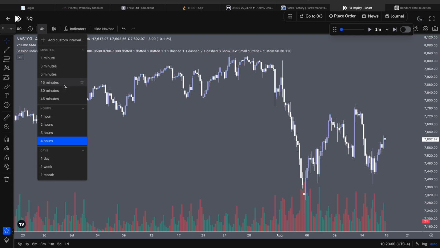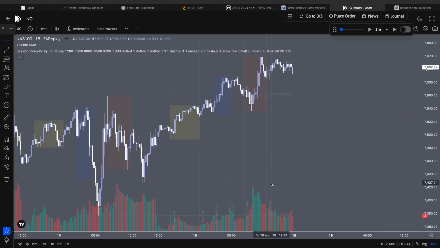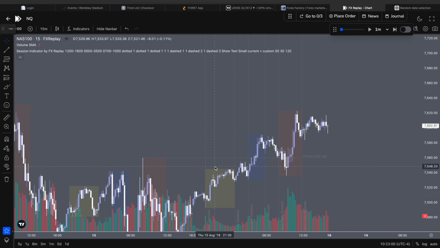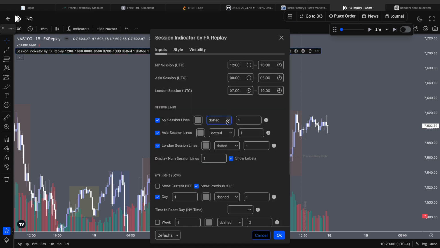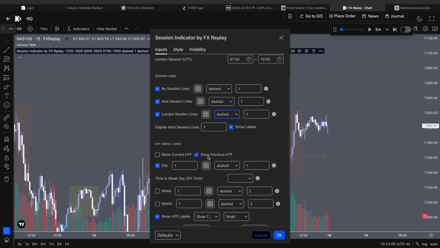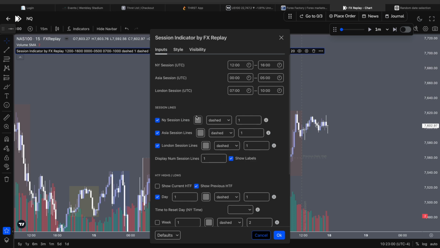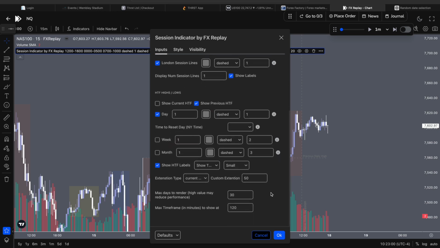Need to go to the 15-minute time frame. Okay, and this works as well. Let's see if I can get dotted, dashed. New York session. Are these all the same color? I don't know. They should be fine.